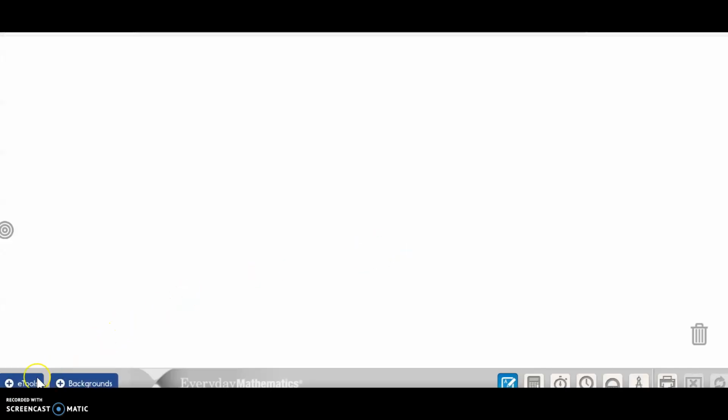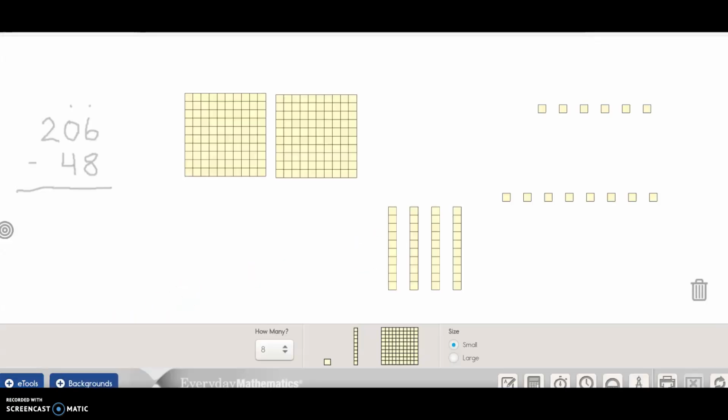If I look at the blocks, I can see I don't have enough tens or ones to subtract what I need to subtract. I put a dot above the tens and the ones of the problem. With the trade first method, we do all trades that we need to do before we do any subtracting. That's why it's called trade first.